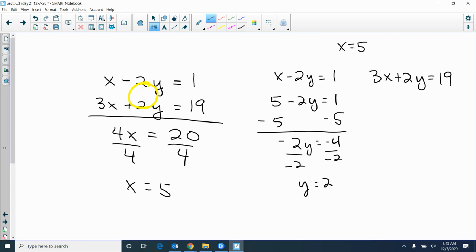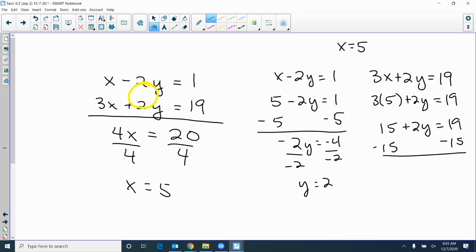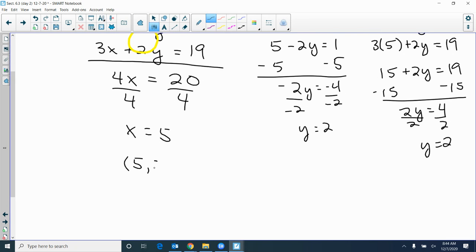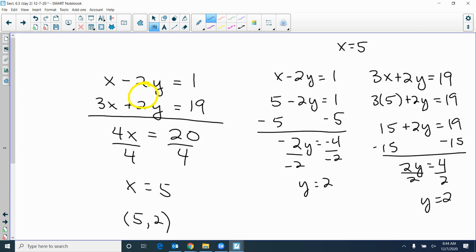All right, now I said that's good enough, but let's just see what happens in here. What's 3 times 5? 3 times 5 is 15. Preston, what do I need to do there to find y? What do I still need to do? Subtract 15. And then I get 2y equals 19 minus 15, which is 4. And I divide by 2. I still get y equals 2. So my answer is (5, 2). All right, that's the basis for elimination.